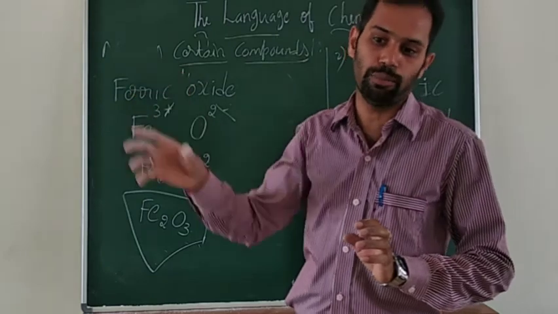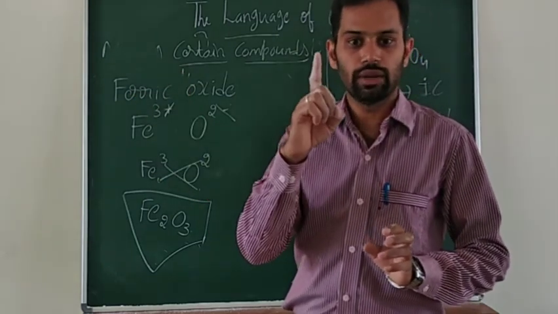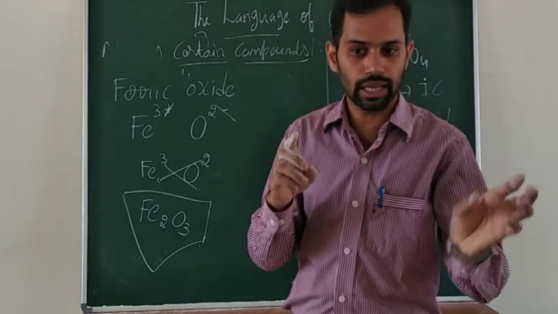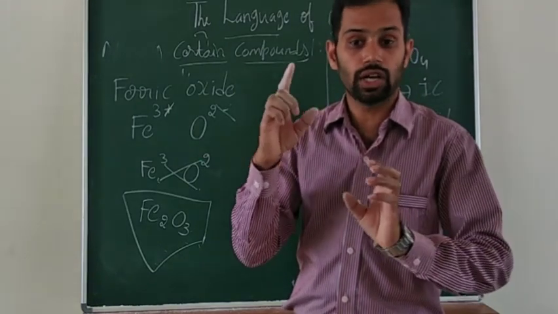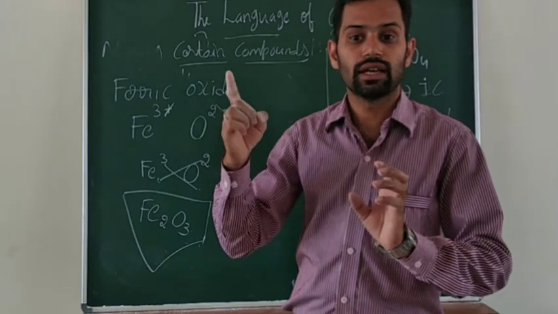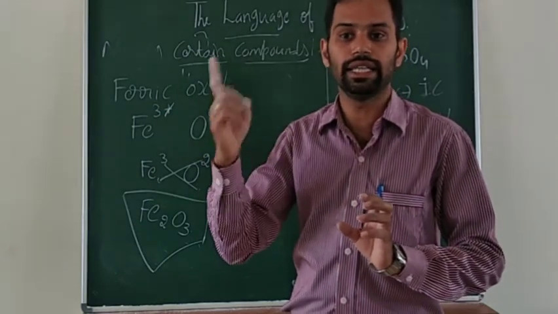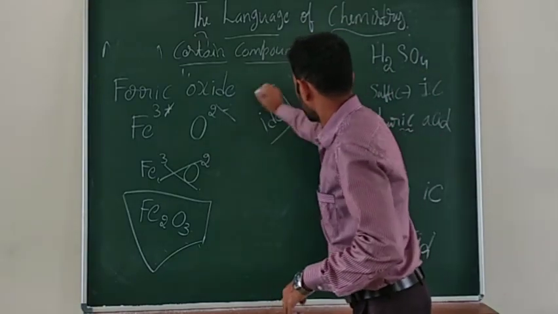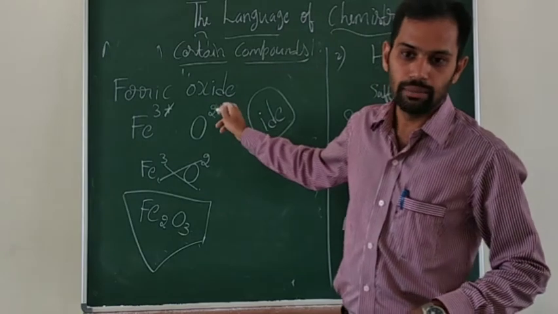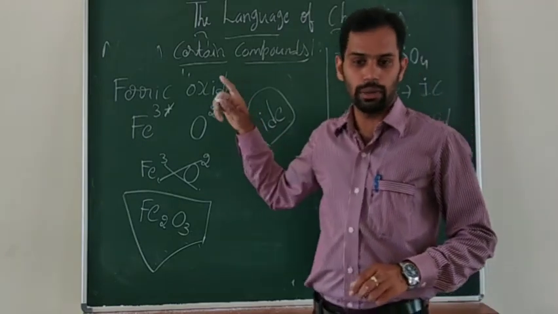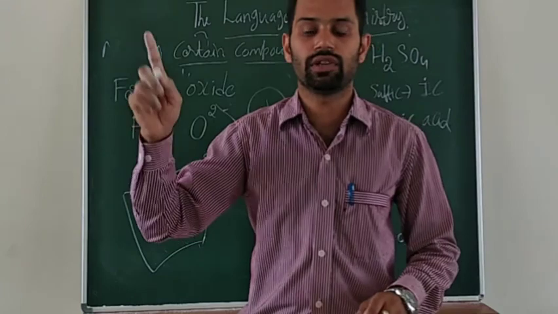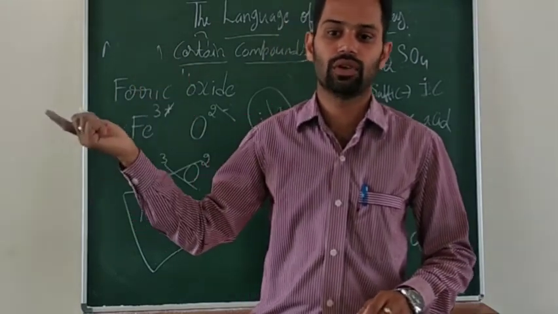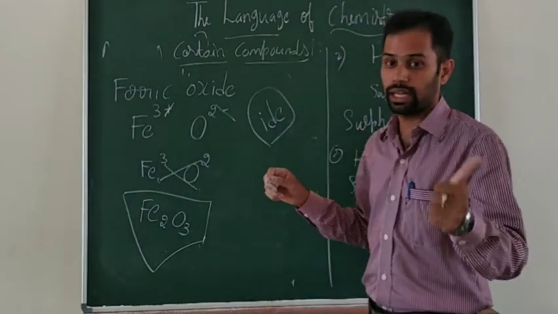Naming of certain compounds. When a metal and a non-metal are there, first you write the metal, followed by the non-metal. For the non-metal you should add the suffix ide. For example, calcium plus nitrogen gives calcium nitride. That is how to name a metal and a non-metal.